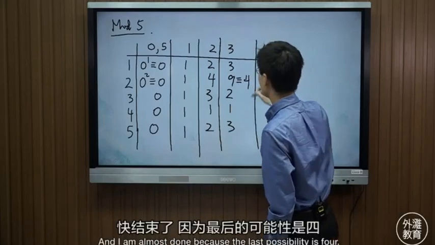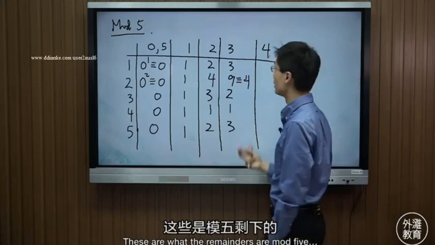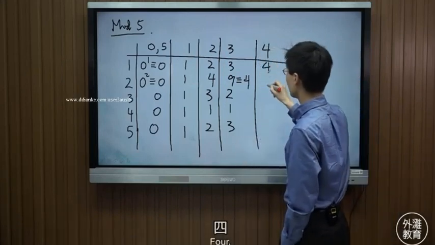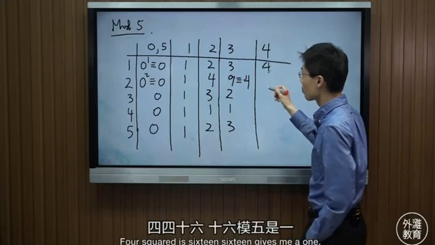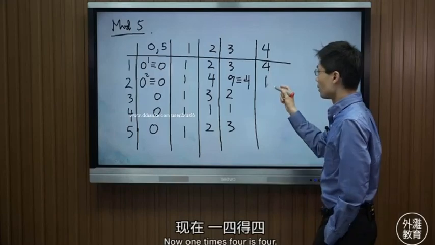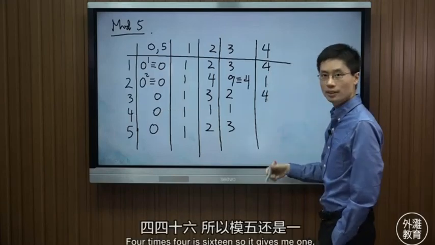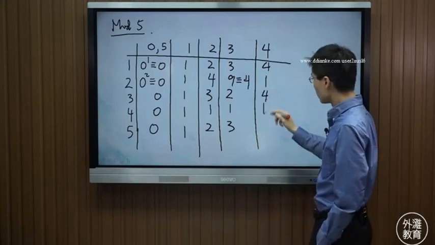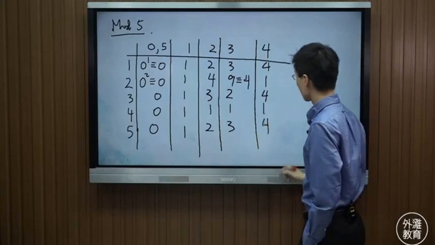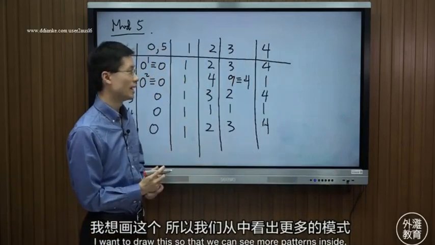And I'm almost done because the last possibility is 4. These are what the remainders are, mod 5. 4. 4 squared is 16. 16 gives me a 1. Now, 1 times 4 is 4. 4 times 4 is 16, which gives me 1. 1 times 4 is 4. I wanted to draw this so that we can see more patterns inside.